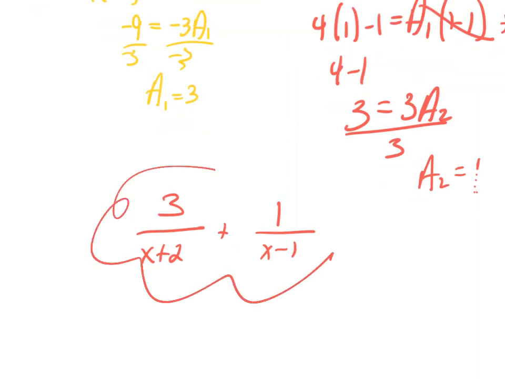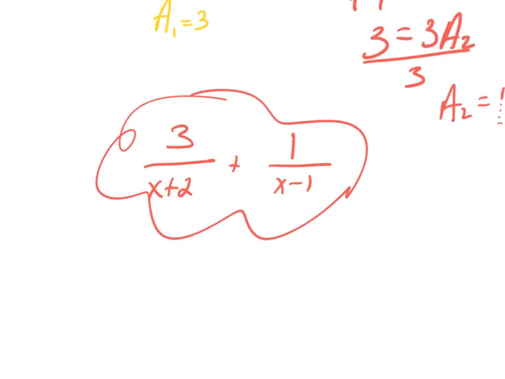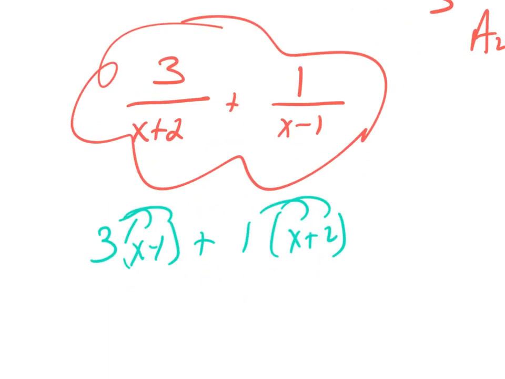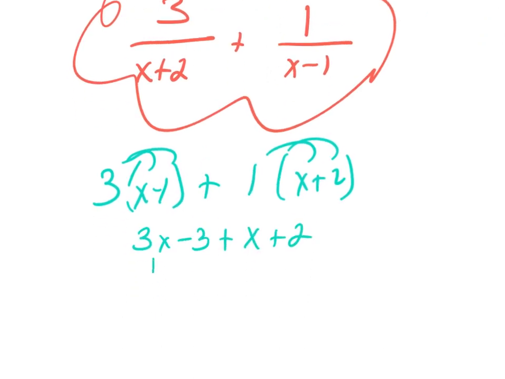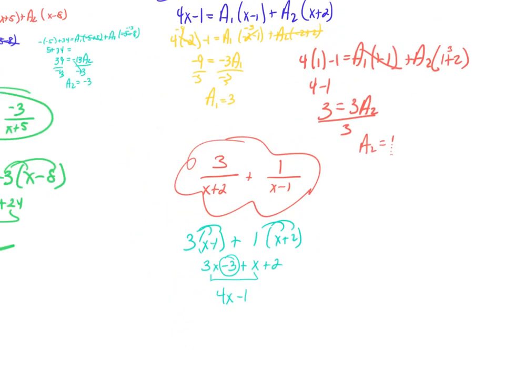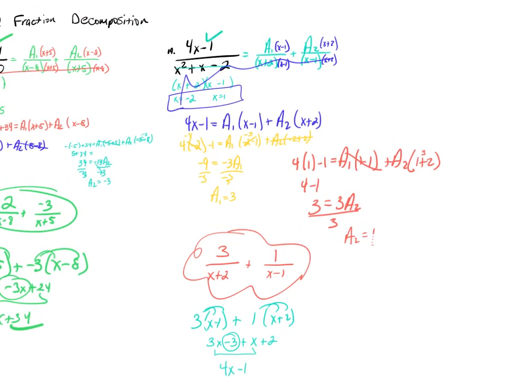And there's our decomposition. So to check, remember, you take the numerator of one times the denominator of another plus the numerator of the other times the other denominator. You FOIL. So 3 times x minus 1 is 3x minus 3 plus x plus 2. So 3x and 1x is 4x. Negative 3 and a positive 2 is negative 1. So 4x minus 1, is that what we started off with way up here at the beginning?